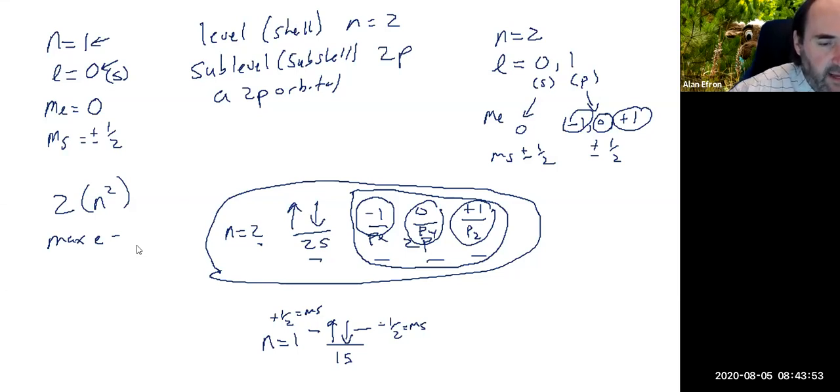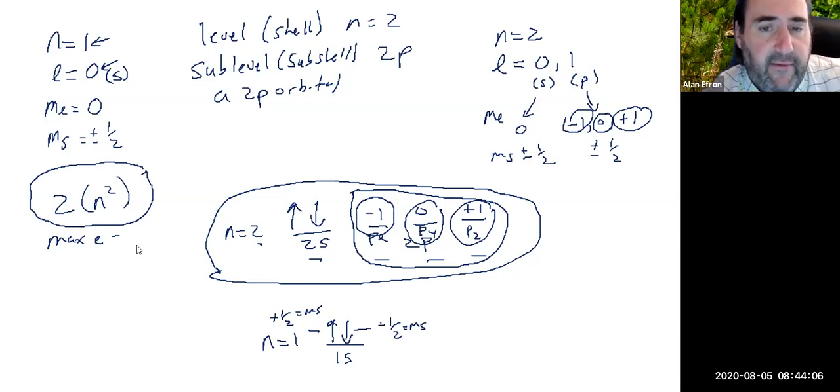Here, n equals 1. 1 squared is 1. And 2 times 1 is 2, which is the 2 electrons. So this is a quick formula if you don't want to draw out all the arrows to figure out how many electrons you would have at maximum if you wanted to figure out what's on a particular level.